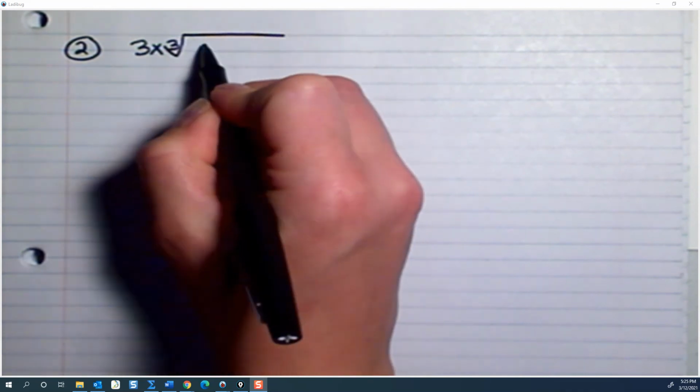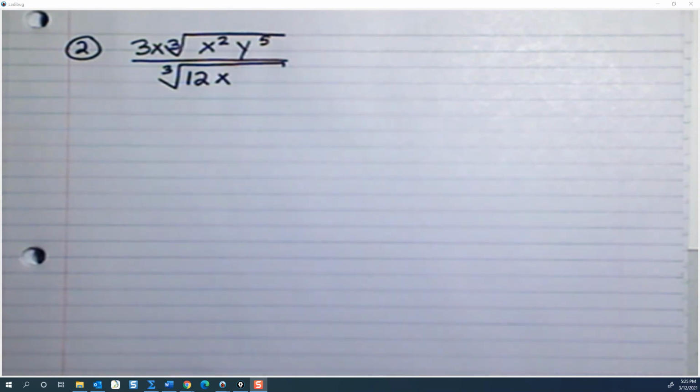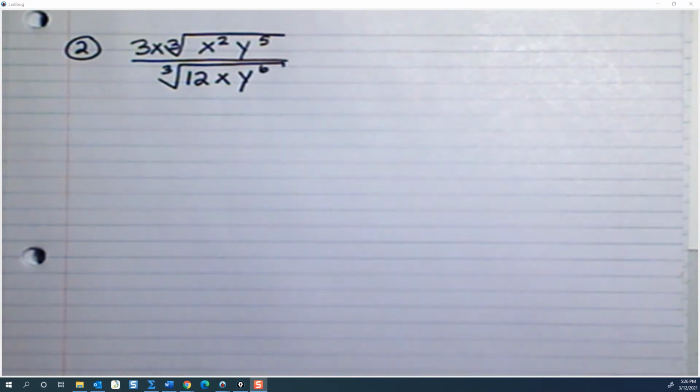Okay, let's see what we can do. Let's do 3x cube root of x squared y to the 5th, okay, all over, okay, the cube root of 12x y to the 6th. Okay. Can we simplify?